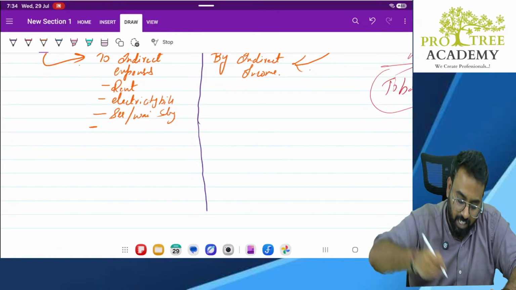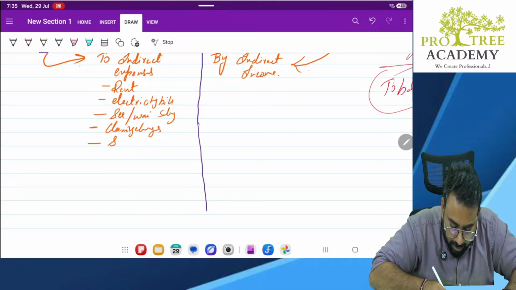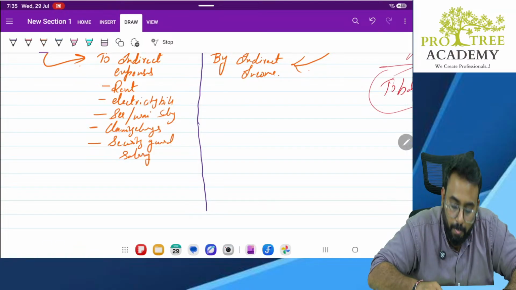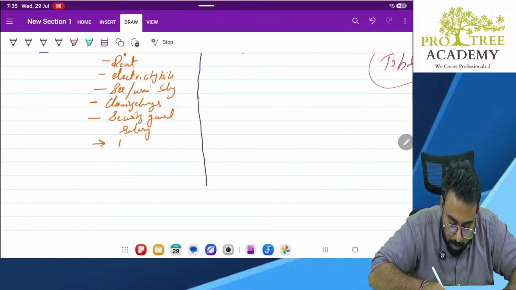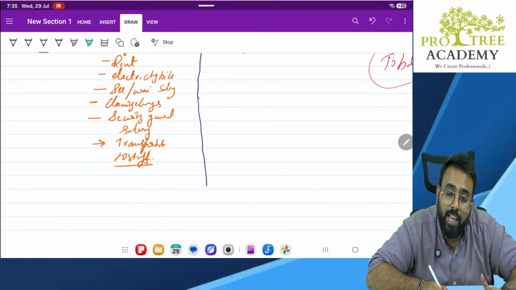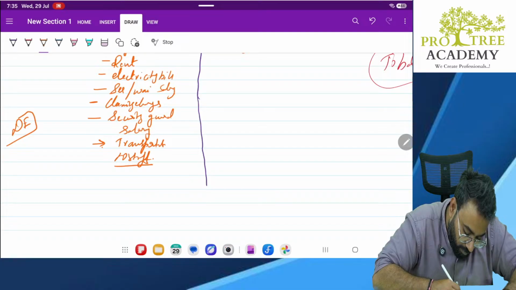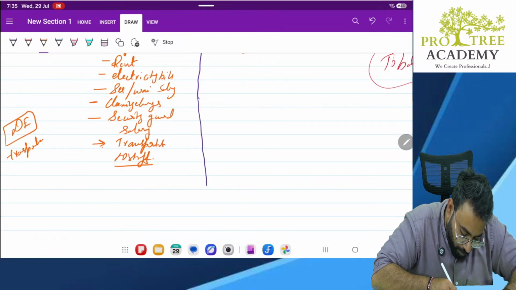Sir, outside cleaning charges. Okay. Cleaning charges outside. Sir, security guard. Yes. Security guard salary. Sir, any transportation to the staff. Transportation to staff. Yes. I am using the word transportation to staff. Why I am using this word? Sir, transportation on the goods will come under direct expenses. Transportation of goods will come under direct expenses.